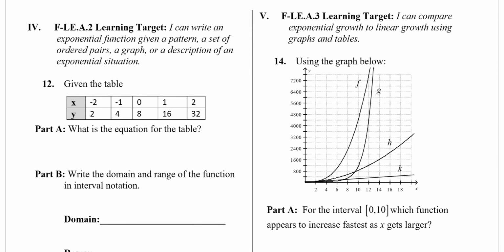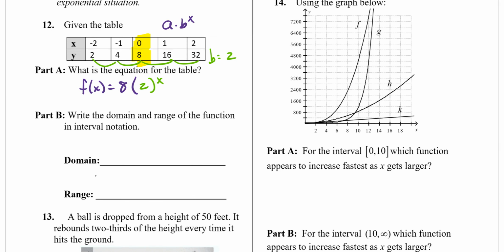All right, number 12, given the table, what is the equation for the table? Well, if I look at this, it's not linear, 2, 4, 8, 16, 32. It's definitely exponential, so it's going to be f of x equals a times b to the x. A is my starting value. My starting value always occurs when x is 0. So it's 8 times b. B is my common ratio, which it looks like times 2 times 2 times 2 times 2. So it's 8 times 2 to the x.